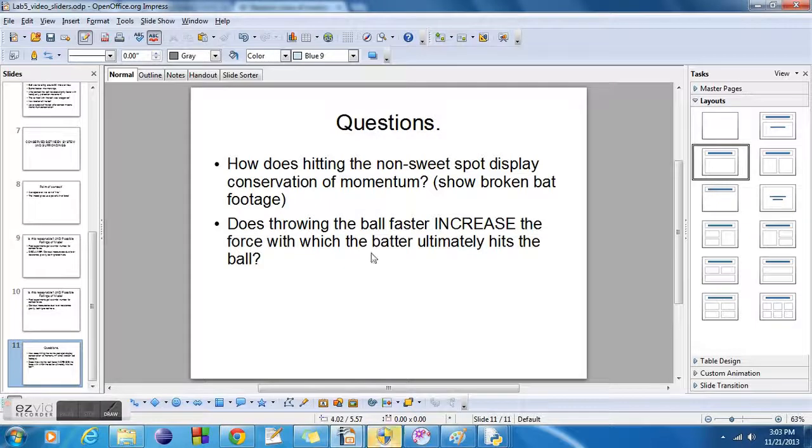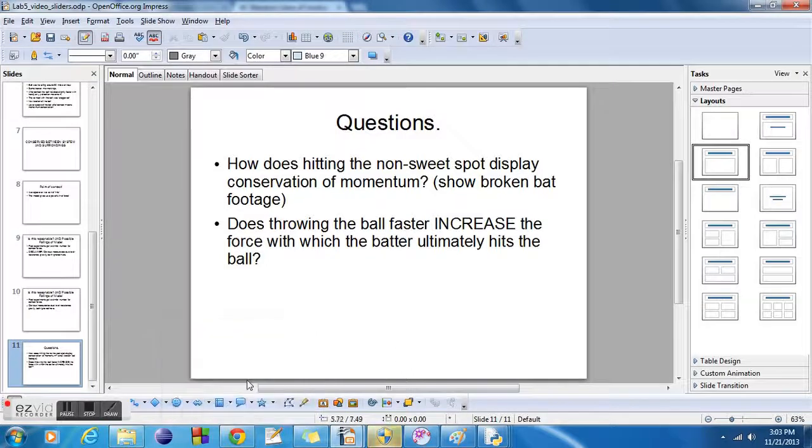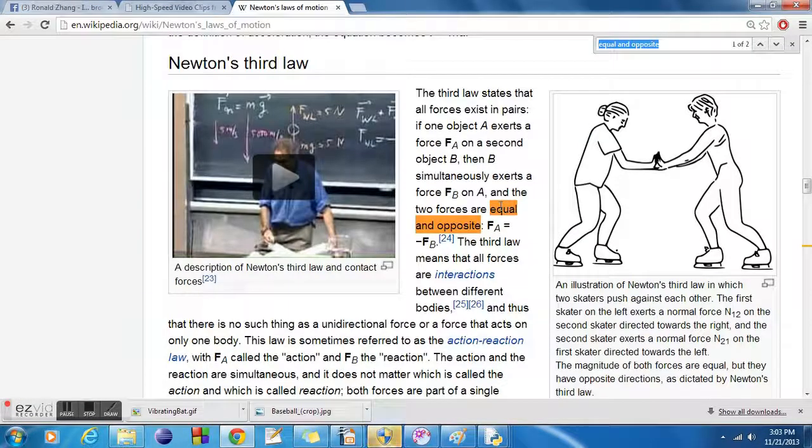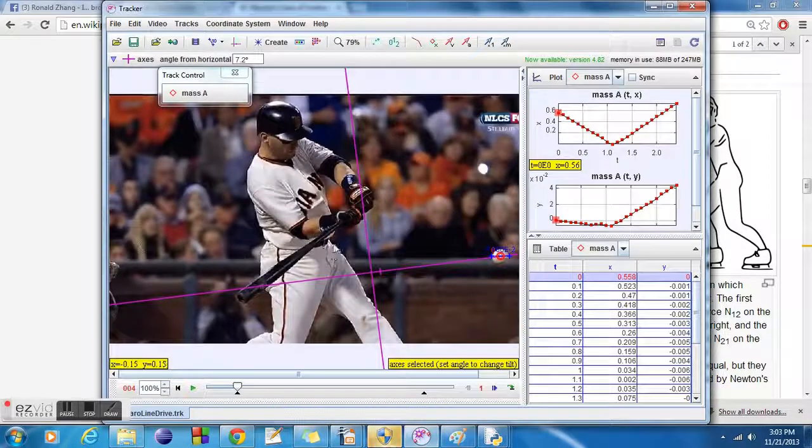My other question was, does throwing the ball faster increase the force with which the batter ultimately hits the ball? Maybe it'd be advantageous to not throw it so fast. I mean, we all know that if we threw a tennis ball as hard as we could against a wall, it would bounce much more than if we threw it much slower. I got this idea from Newton's third law, which says whenever there are two forces, there's an equal and opposite reaction to that force. All forces are interactions between different bodies, and they produce equal and opposite forces.